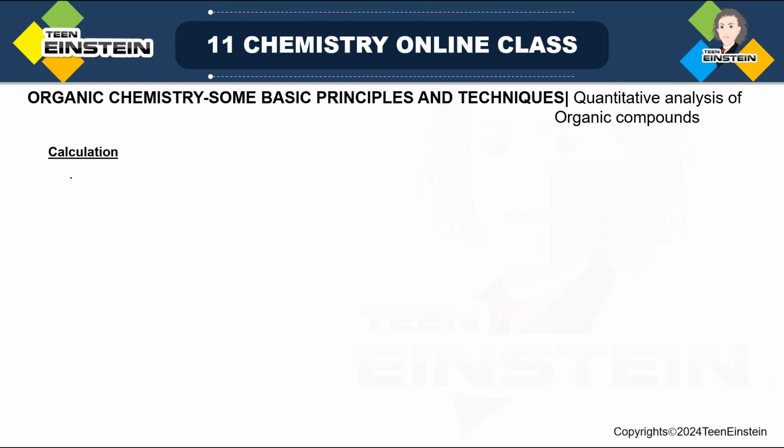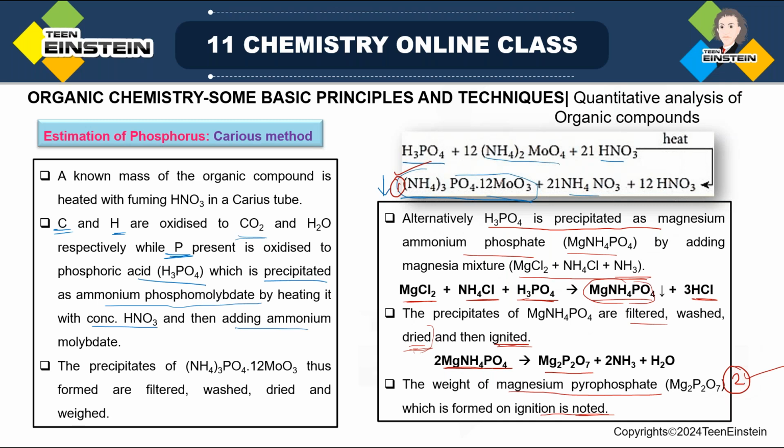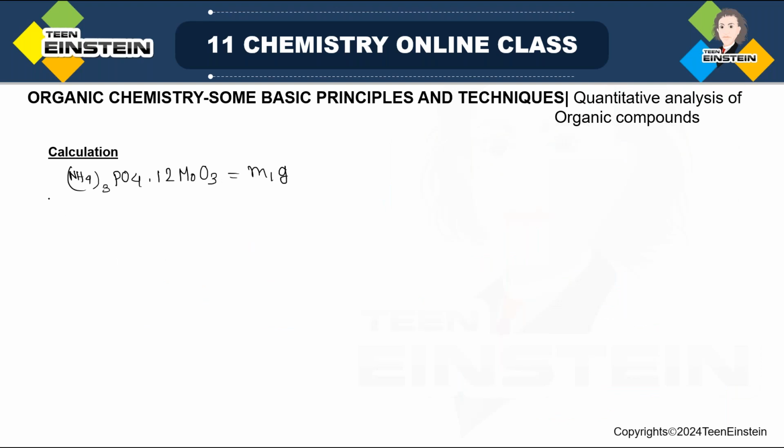Now we will consider first method 1, where (NH4)3PO4·12MoO3, that is molybdenum. Suppose this is having mass m1 gram, but we will find its molecular weight. Okay, just have a look. (NH4)3PO4·12MoO3. So we will find its molar mass.